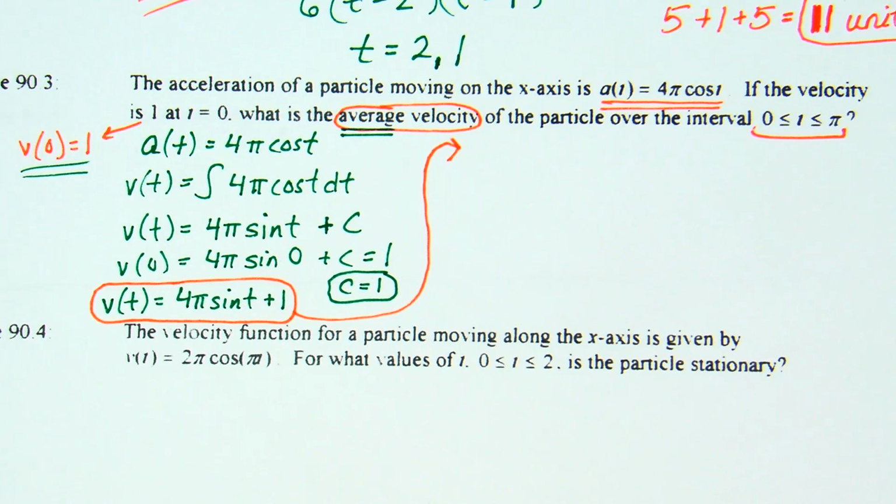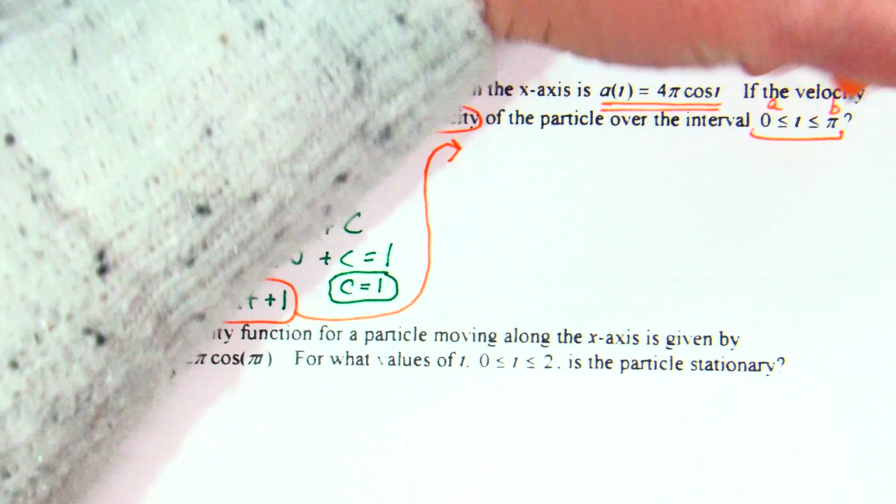Okay. So, average velocity. I tried to tell you guys last week, on Friday, about the average value of a function. When you see the words average value in a question, it's basically the integral from a to b, but then you have to put a 1 over b minus a out front. So, what are my a and b values here? Pi and 0. Yeah, that's pi and 0 there.